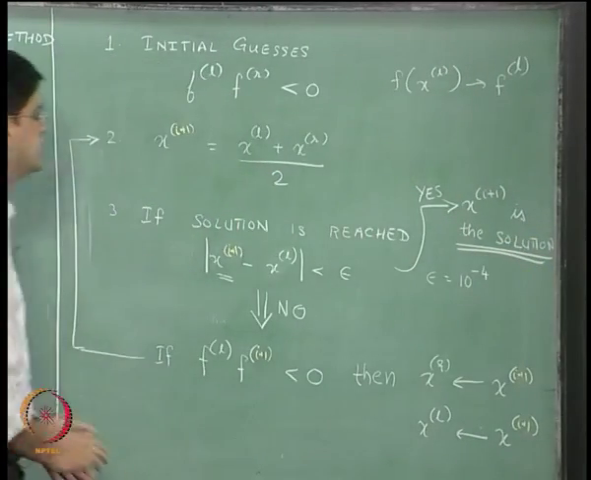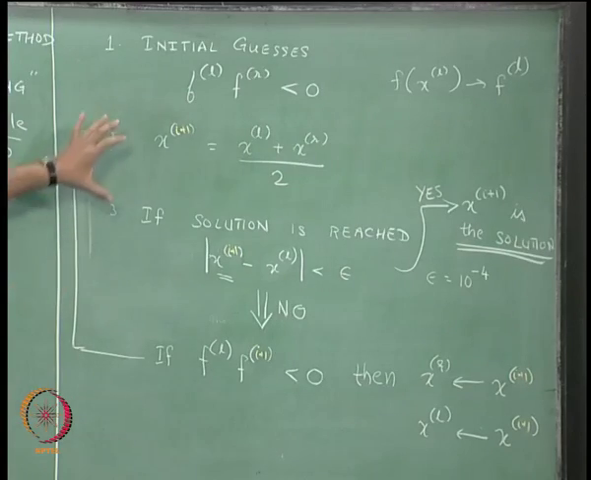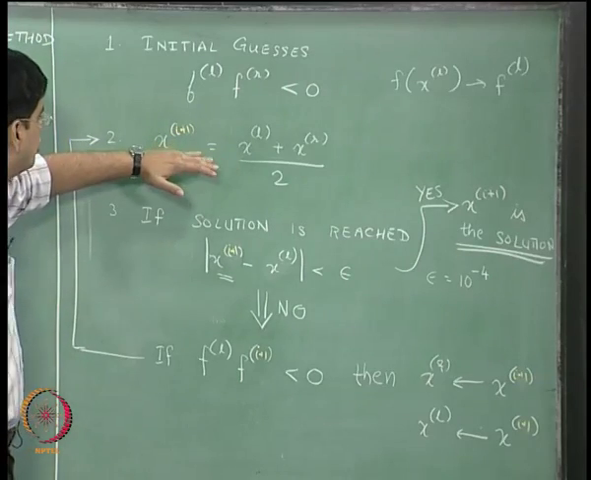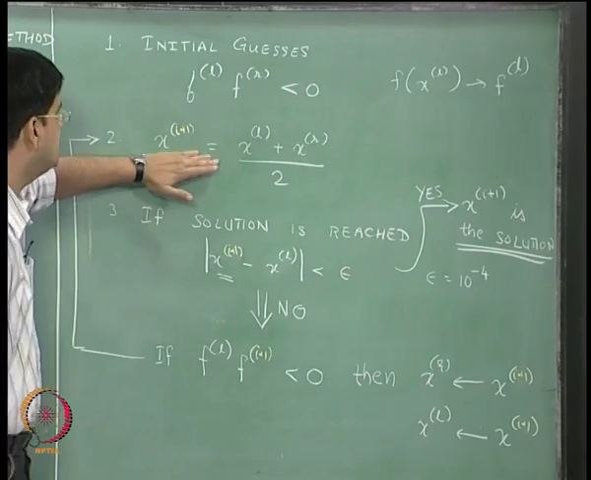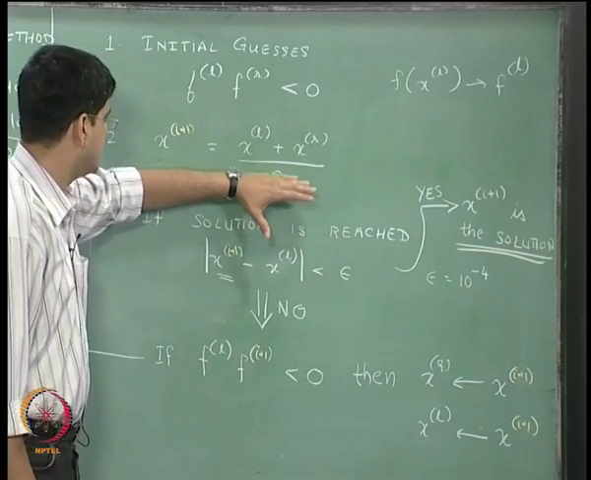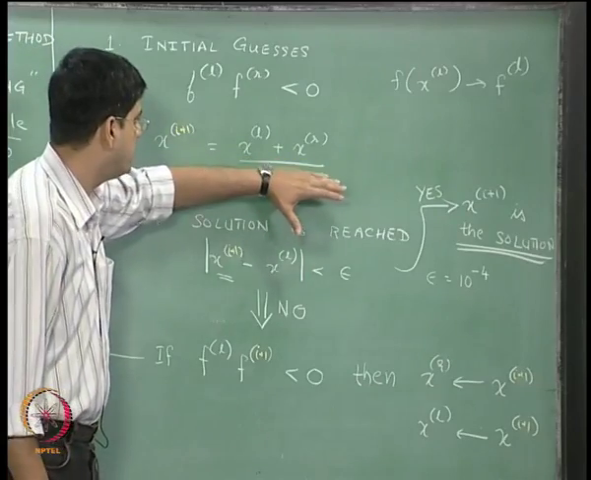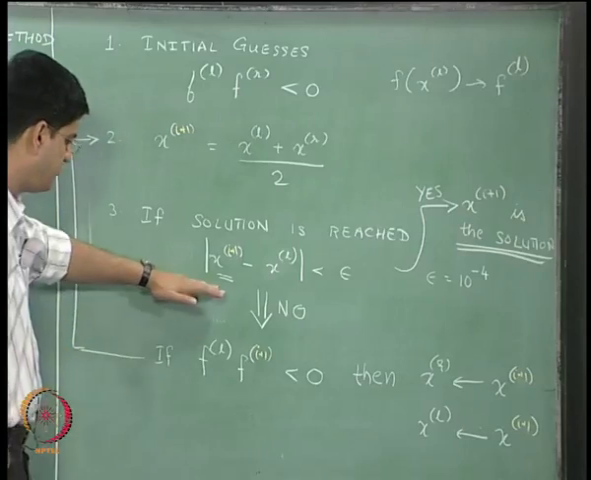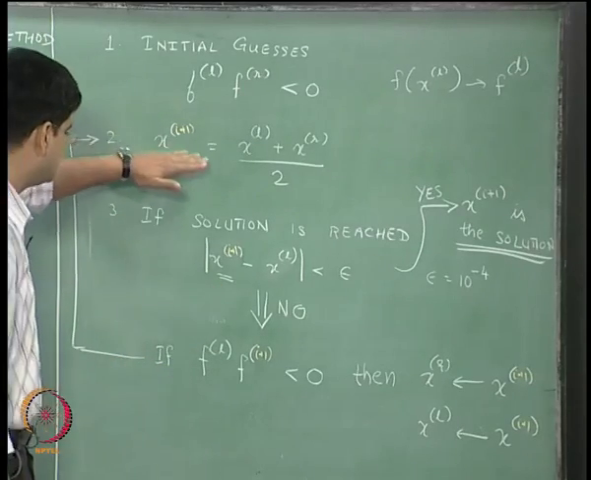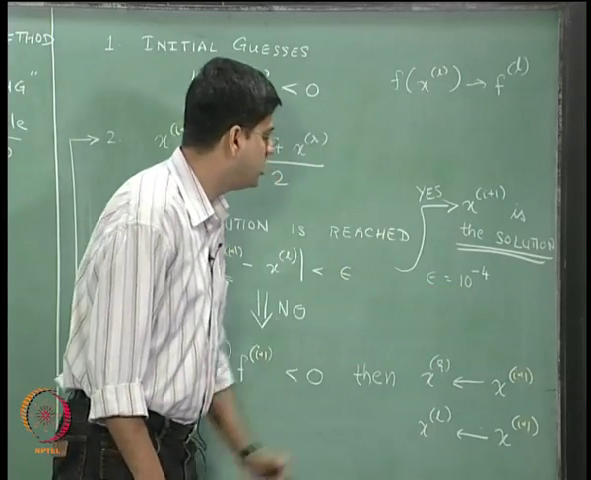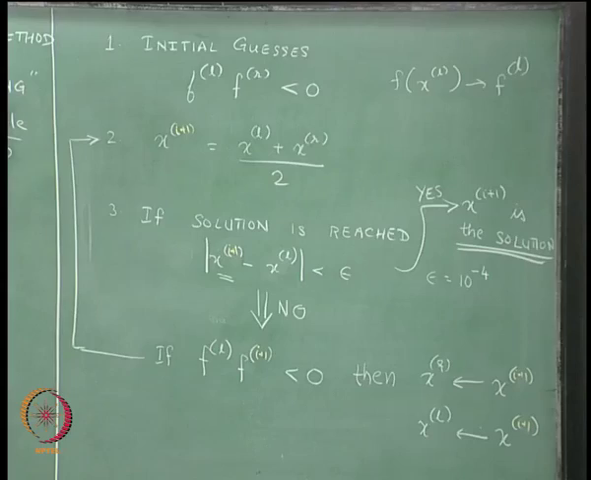Okay. So essentially this is going to be our algorithm for the bisection method. Start with initial guesses, figure out a way to get the new solution x i plus 1. In the bisection method, this particular guess is just going to be the midpoint of the line connecting xl and xr. Check whether the solution is reached. If the solution has not been reached, go back to step 2 and repeat it over and over again until the solution is reached to a particular pre-specified criterion. Okay. So this is going to be our algorithm.